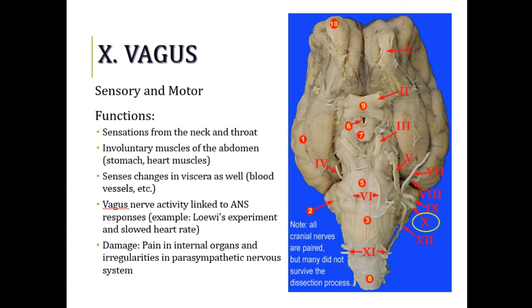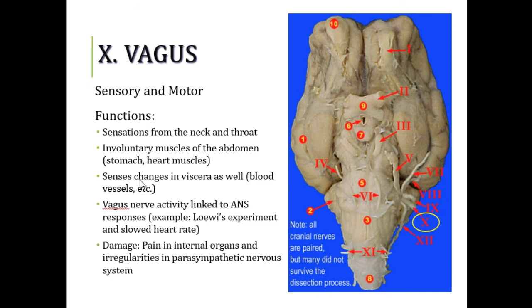So Loewy would place a beating frog's heart with an intact vagus nerve in a saline bath. The saline in the bath was then allowed to flow into a second bath containing another beating heart, but without a vagus nerve. So stimulating the vagus nerve in the first heart would then slow it down, which was expected. But after a latent period, the second heart would also slow down.